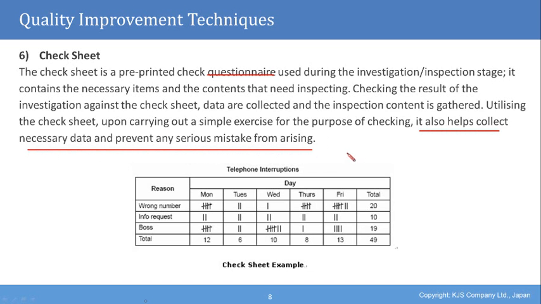This is extremely important in quality improvement. Here we have an example of a check sheet where we are listing all the possible things that are going wrong. Wrong number, for example, is one reason, info request, boss, and there could be other things. This is a simple example. And we are checking it against the frequency of these interruptions, the telephone interruptions. And we can make a total to see what the sum of the numbers are.